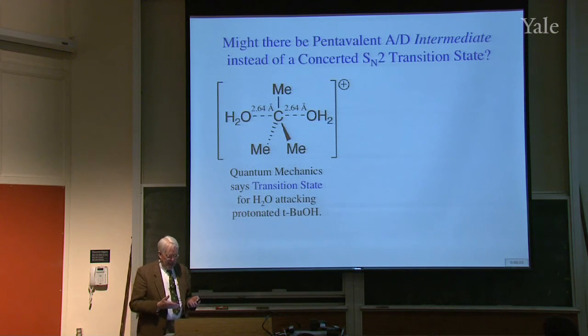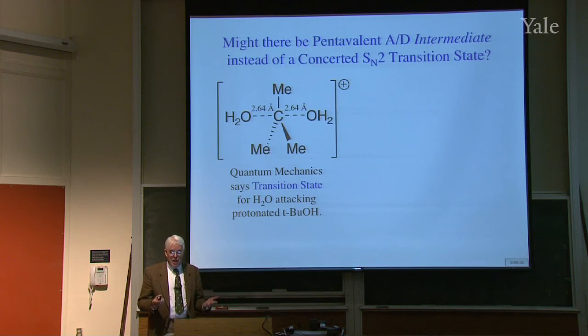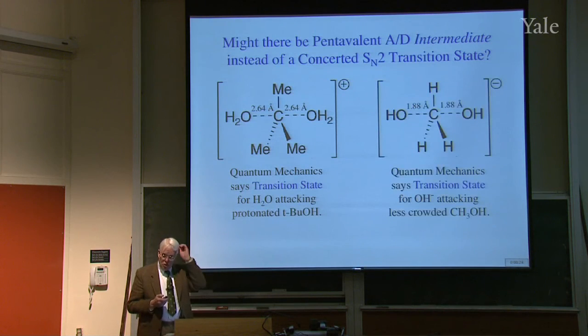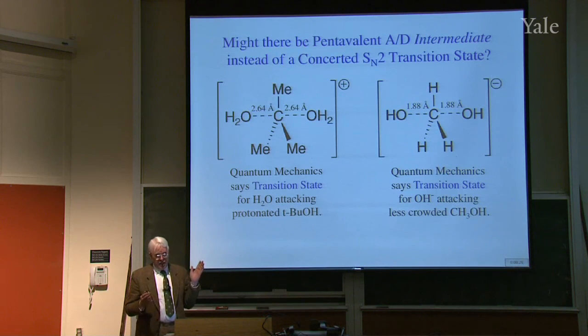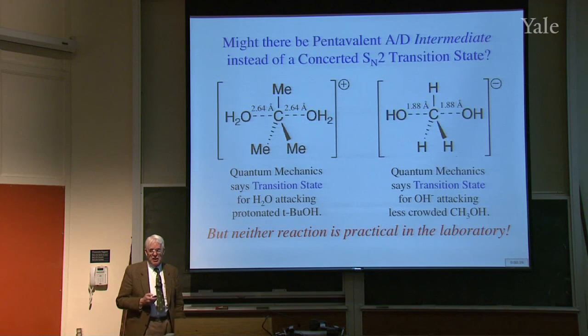By quantum mechanics, they said that for water displacing H2O, that cation, that symmetrical compound there, is actually a transition state, not an intermediate. It goes downhill if you lengthen one bond and shorten the other. And the same is true in the anion. These are, of course, calculations of isolated materials, so gas phase. If you have OH minus come in and displace OH minus, quantum mechanics also says that is a transition state. But neither reaction is practical in the laboratory.